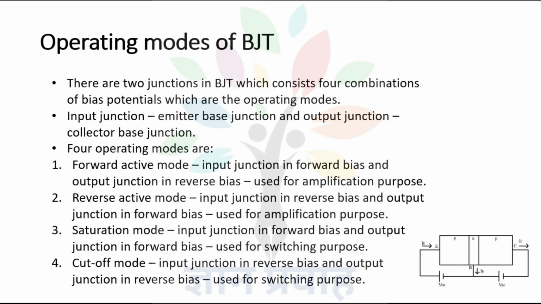Operating modes of BJT. So in case of BJT there are two junctions. The first junction is the EB junction, the emitter base junction. The second junction is the collector base junction, or CB junction. So depending on the biasing across these two junctions, there are 4 operating modes. And these 4 operating modes are the forward active mode, reverse active mode, saturation mode and cutoff mode.